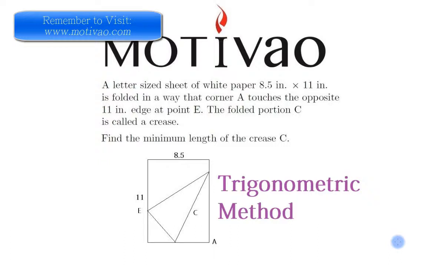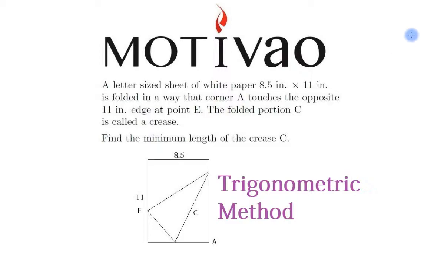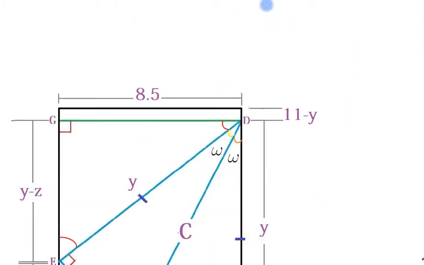Today we're going to find the minimum length of the crease C using the trigonometric method. This is very fast, so it's going to be nice and simple. Now let's go straight to our diagram.